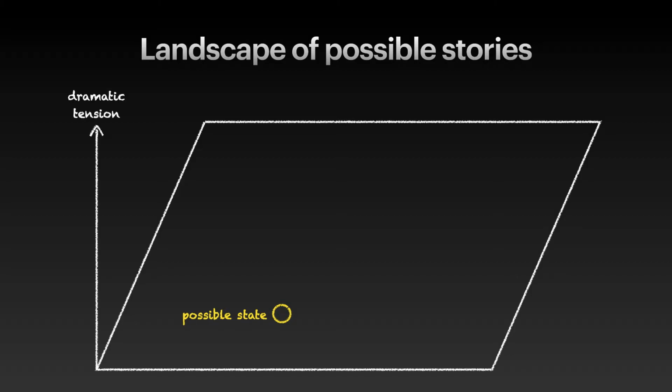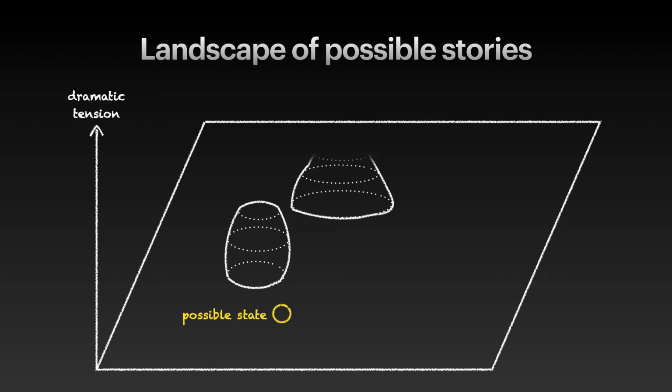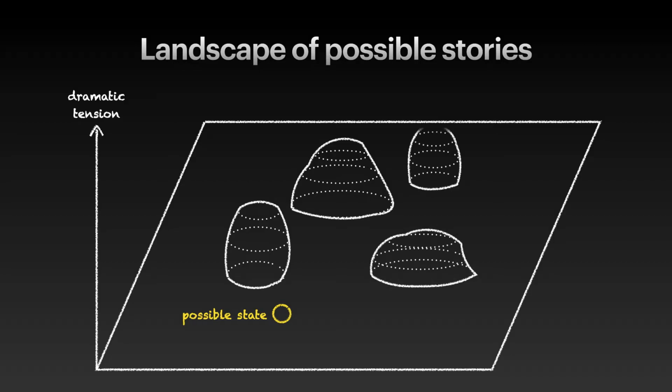The height of the landscape forms the axis of dramatic tension over the possible states where the interactor can be. The designer's task is to create the dramatic heights. The higher the state, the more dramatic the tension it has.